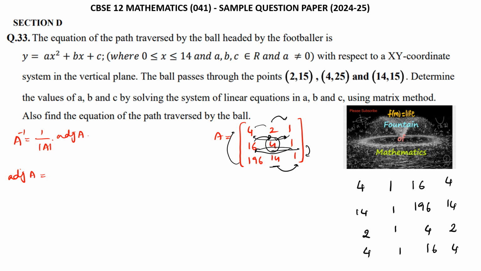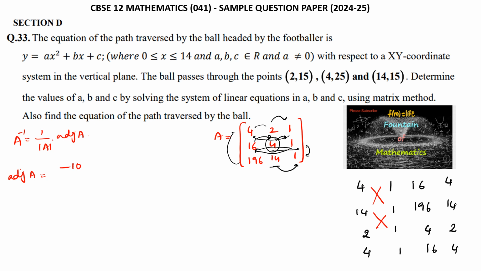Now let's find the determinants here, and write in transpose way, because adjoint of A is nothing but transpose of the cofactors matrix. So these are cofactors. 4 into 1 is 4, minus 14 ones are 14. So 4 minus 14 is negative 10. So let us write here minus 10, and here 14 ones are 14 minus 2 ones are 2. 14 minus 2 is 12.